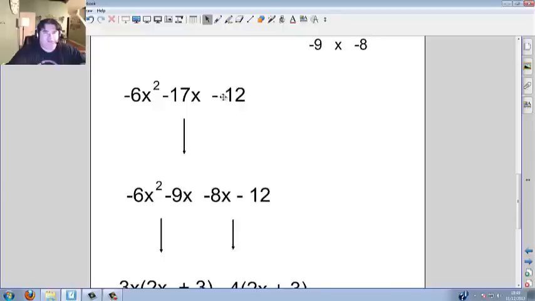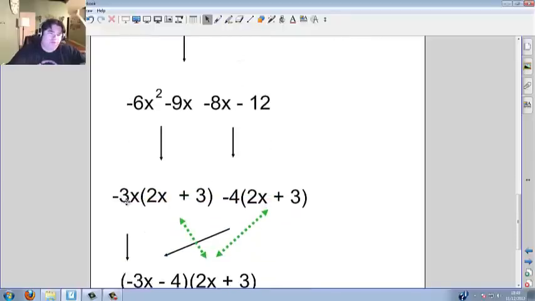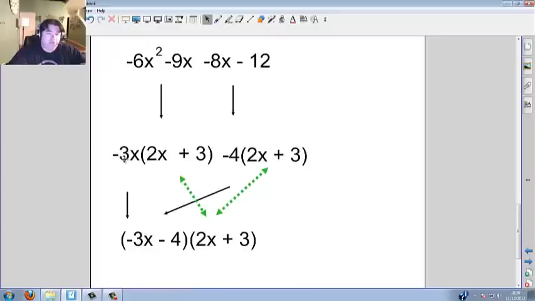Remember, I didn't switch all the signs, which I think is going to make my life a little harder, but okay. Then I go ahead and remove negative 3 from these two and remove negative 4 from these two. And notice how they're both 2x plus 3. Okay. So negative 3x minus 4 over here, 2x plus 3 over here.